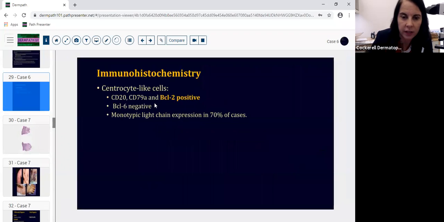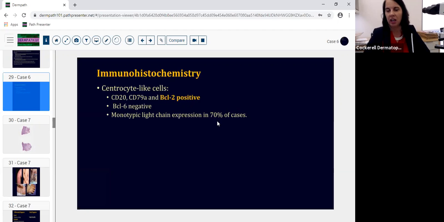What we can do is the BCL2 stain. If the BCL2 stain is positive for those centrocyte or monocytoid cells, then we can definitely push it into the suspicious for marginal zone or MALT lymphoma. In this case, the BCL6 is negative. If it's positive, you think about more of the follicular lymphoma.